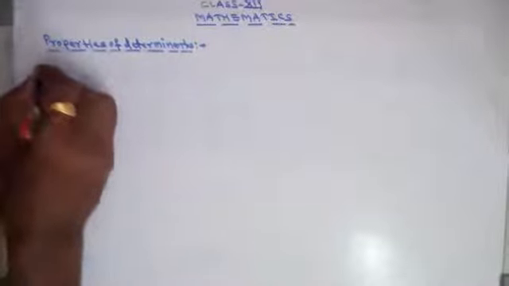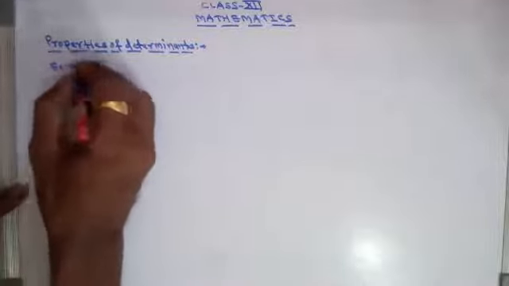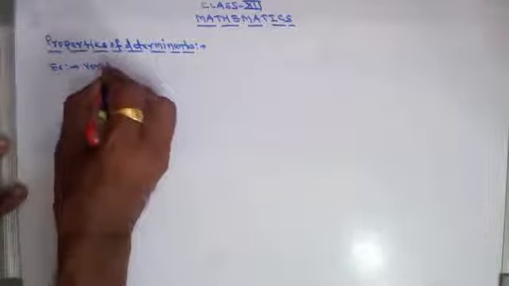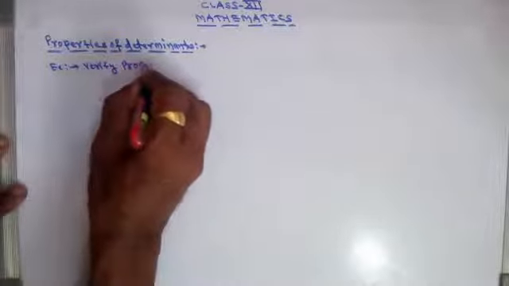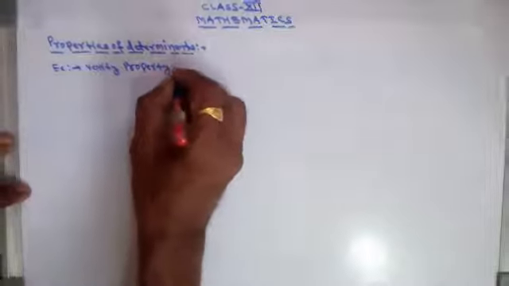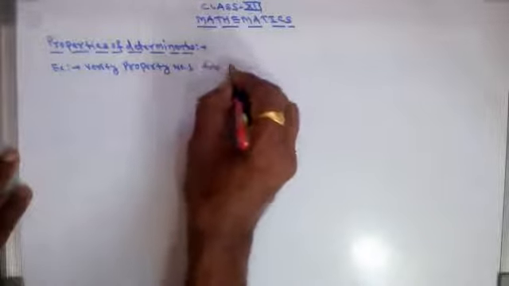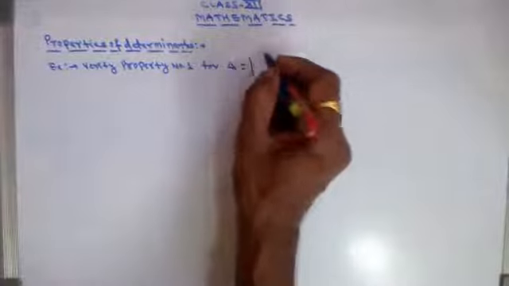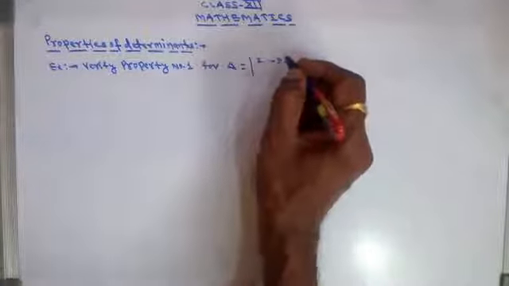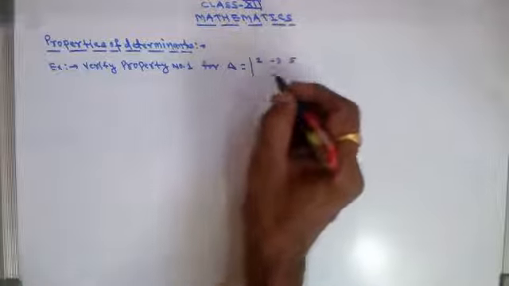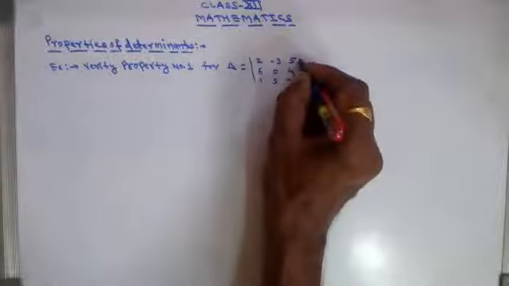Verify property number 1 for delta equals 2, minus 3, 5, then 6, 0, 4, and 1, 5, minus 7. Okay, so let us expand this. So, expanding the determinant along the first row.